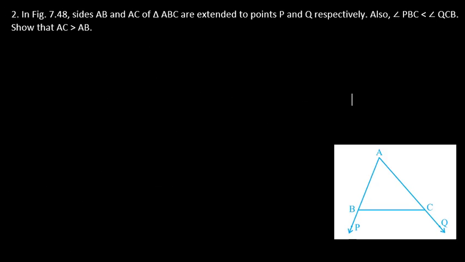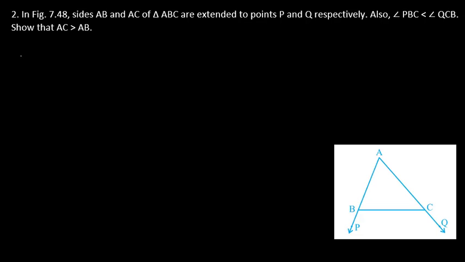Now let us see the next question, second question. In figure 7.48, this is the diagram. Side AB and side AC of triangle ABC are extended to points P and Q, as you can see in the diagram, and angle PBC is greater than angle QCB. You have to show that side AC is greater than side AB. So I'm solving the problem. I'm not writing given and to show. Okay, this I leave on you. You write those things. So here, what is given?